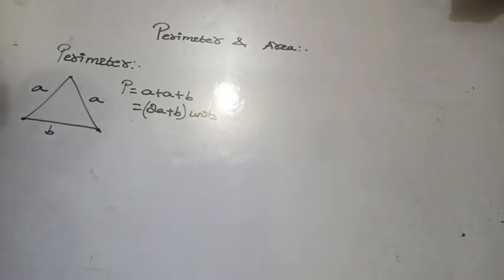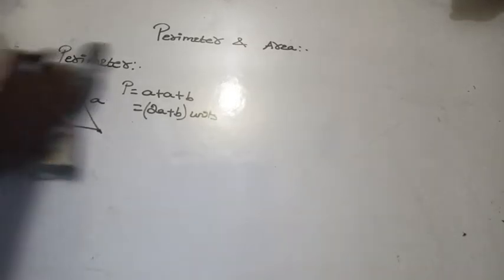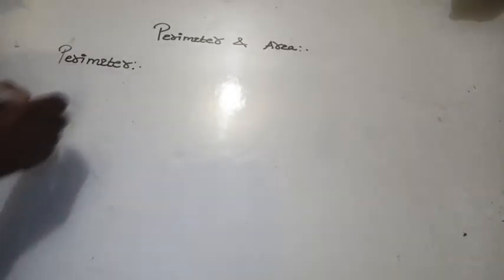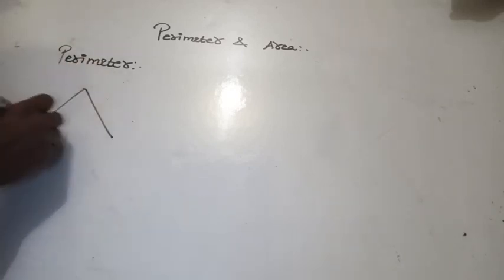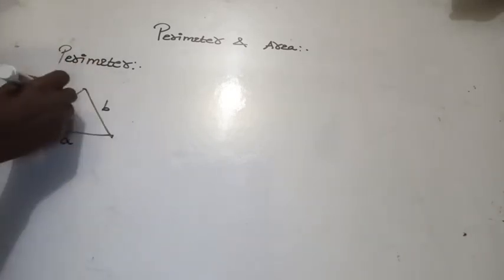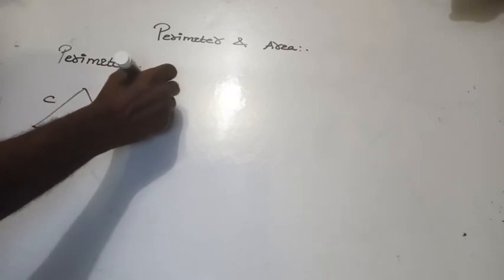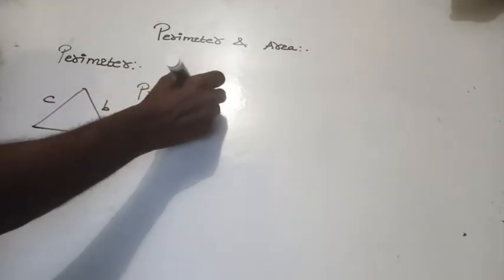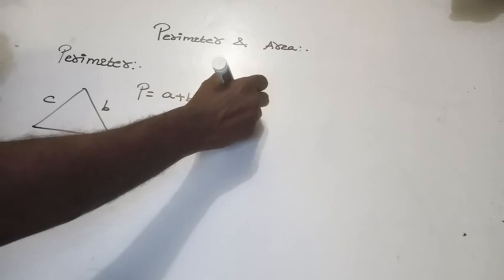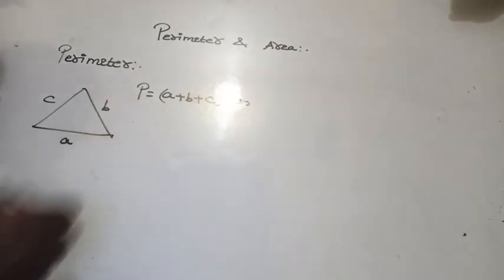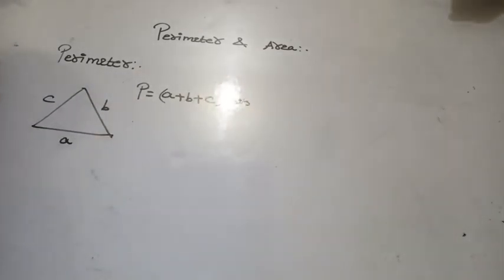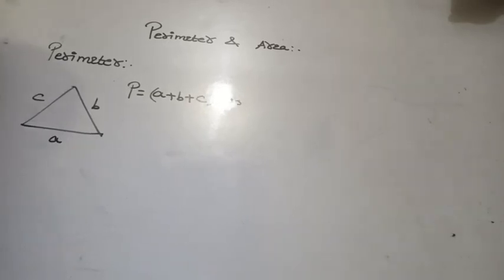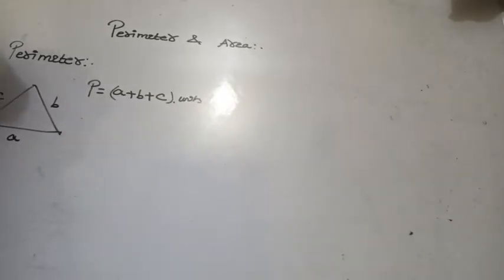Then scalene triangle. What is meant by scalene triangle? In a triangle all the 3 sides are unequal. For example, it's a triangle. Here all the 3 sides are unequal. Then the perimeter will be A plus B plus C units. Am I right here? Perimeter is nothing but A plus B plus C units.